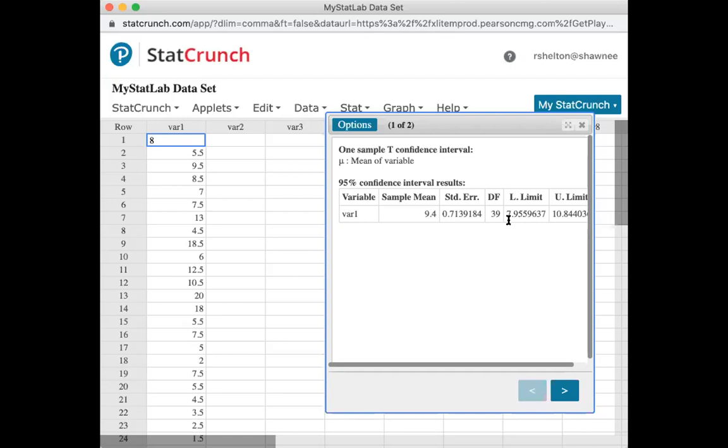Anyway, it just wanted a confidence interval. We have it here, lower and upper limit. So let's go back to the problem. And it wants 2 decimal places. Okay, so that's 7.96, and this would be 10.84. And we say check answer. It likes it. We move on.